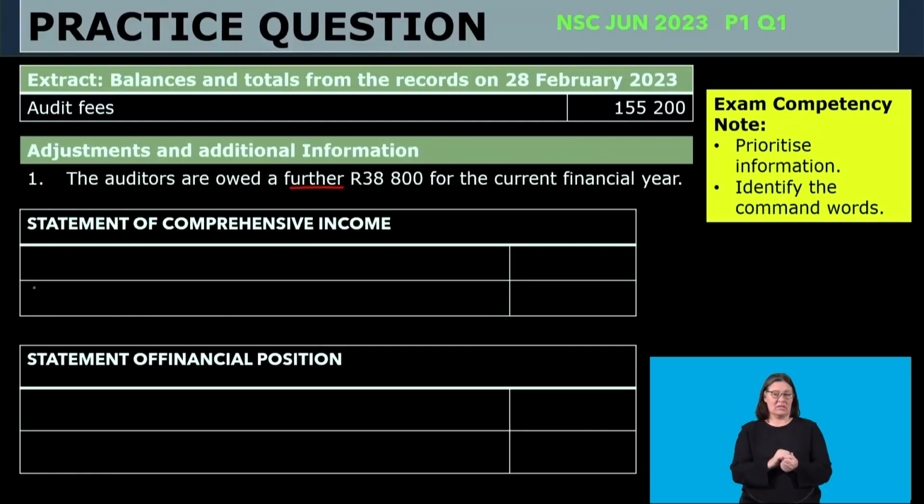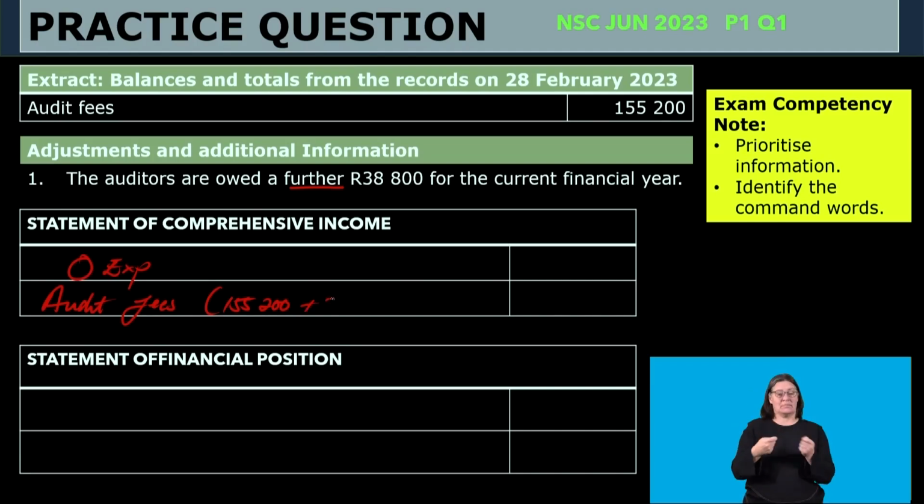It therefore means I'll come here to my statement of comprehensive income under my operating expenses, and then I'm going to have my audit fees, and I'll open my bracket. I have my 155,200, and then I know that we have an accrued expense which is 38.8. So I can close my bracket now, and then I end up with 194,000.